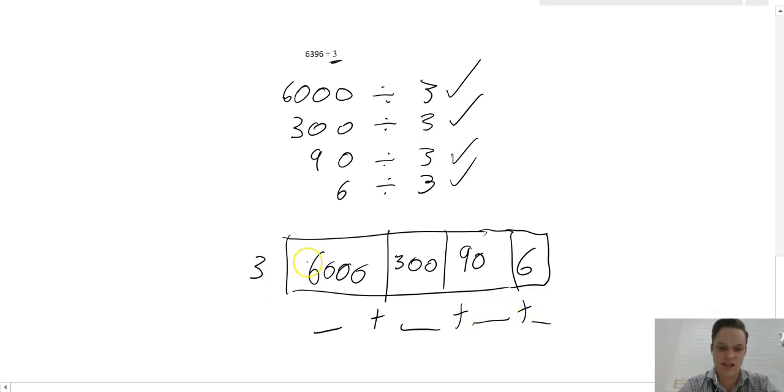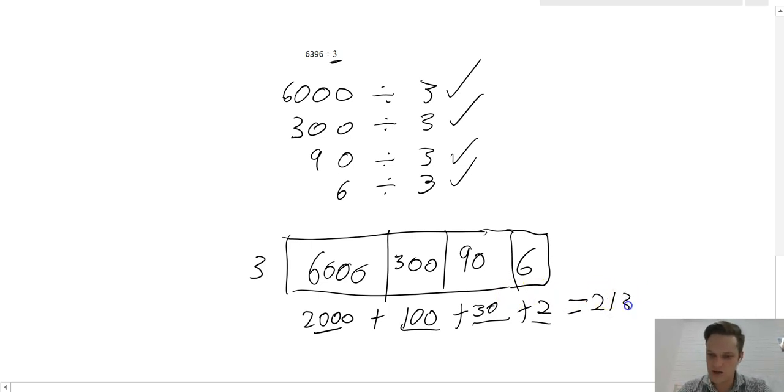So our partial, 6,000 divided by 3 is, we know that 3 goes into 6 twice, and bring our zeros down, 2,000. 3 goes into 300 once, bring our zeros down. 3 goes into 9 3 times, bring our 0 down, and our 6 twice. So now we just add them all up. So 2,000 plus 100 is 2,100, and 30 and 2.